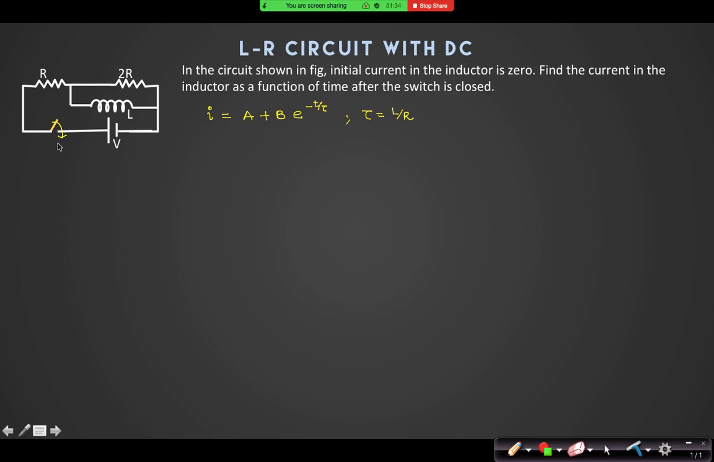Suppose I have closed the switch at t equal to 0, and the current in the inductor is I. So first tell me, at t equal to 0 plus, what should be the current in the inductor? Still 0. So if the current at t equal to 0 plus is 0, I can just put the value t equal to 0 here. So can I find A plus B equal to 0?